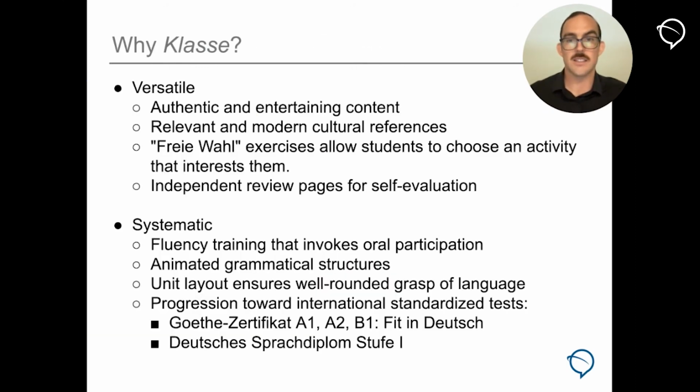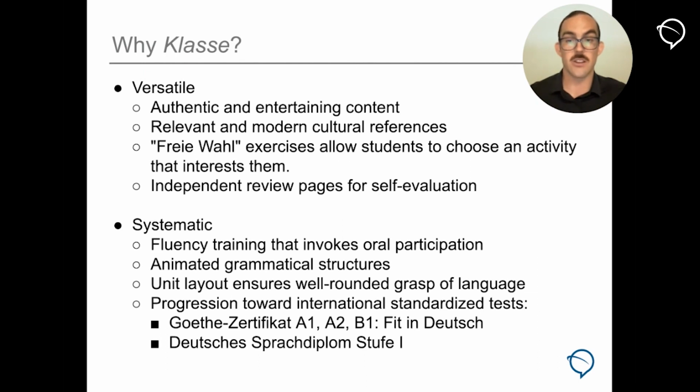So in summary, why KLASSE? What makes it special and what makes it effective? All in all, it balances being both versatile and systematic. And what do I mean by that? Well, it's versatile because it gathers authentic and entertaining content and relevant and modern cultural references. Our most recent edition was published in 2021. So it makes it versatile and compatible for students of the modern age. And both in the textbook and the workbook, there are freie Wahl activities, so they can make a choice between one or the other to find activities that interest them. And like we saw at the chapter review, there are independent review pages for self-evaluation. So that's what makes it versatile.